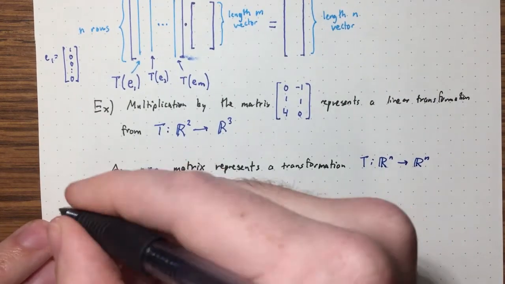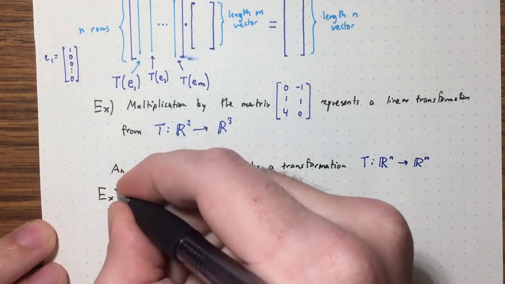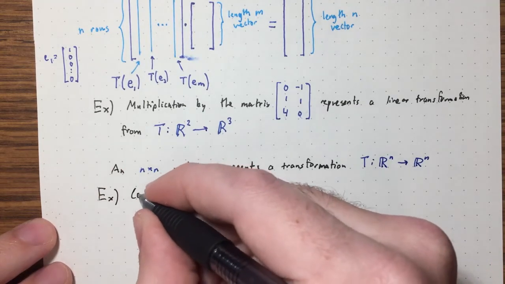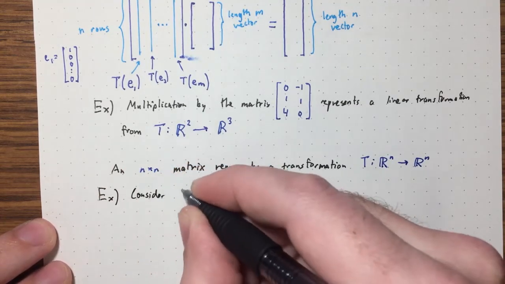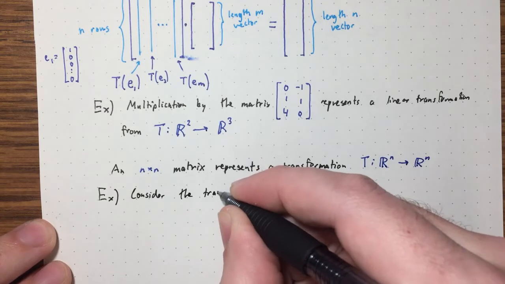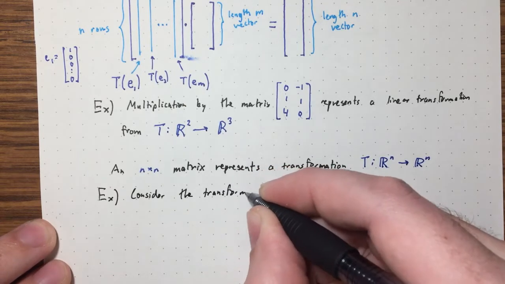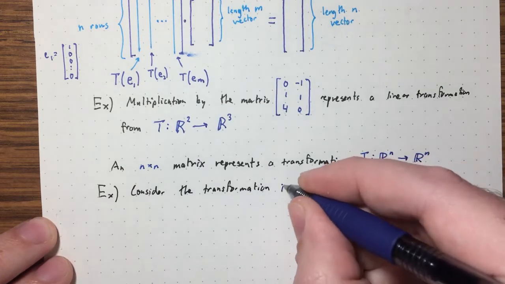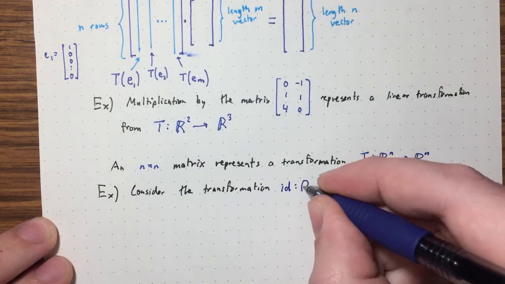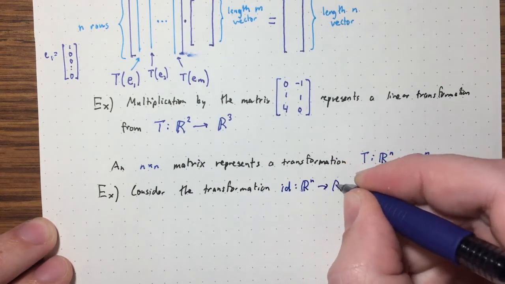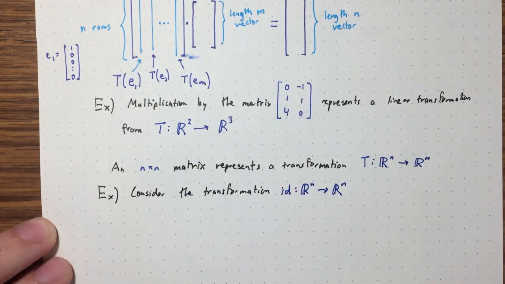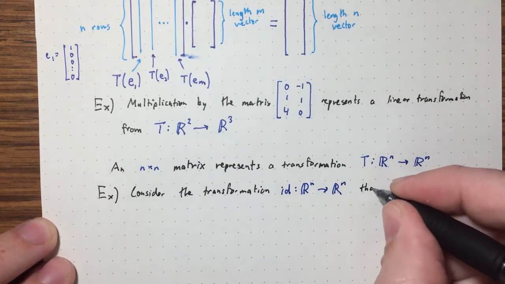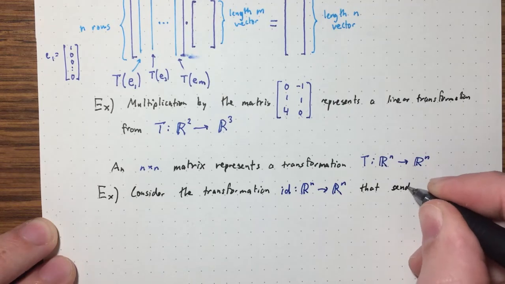Okay, and I want to give you one example of that. Here's actually a special example. So consider the transformation, I'll just call it ID, from Rn to Rn. And this is going to be a pretty boring transformation. It's just going to send every vector to itself.